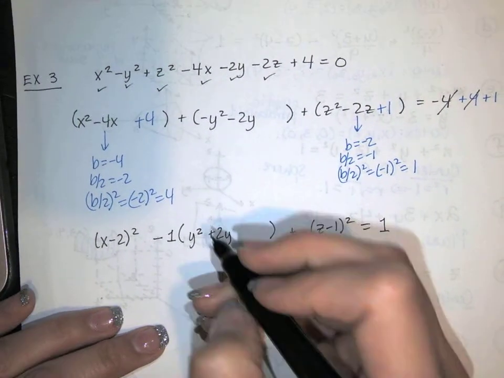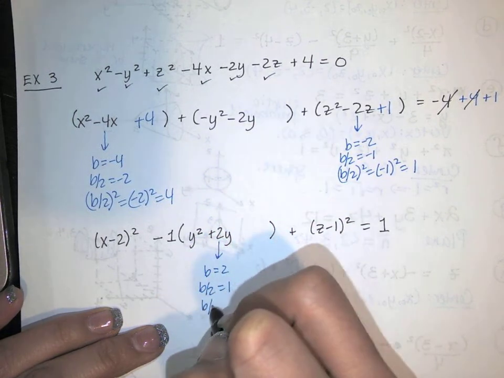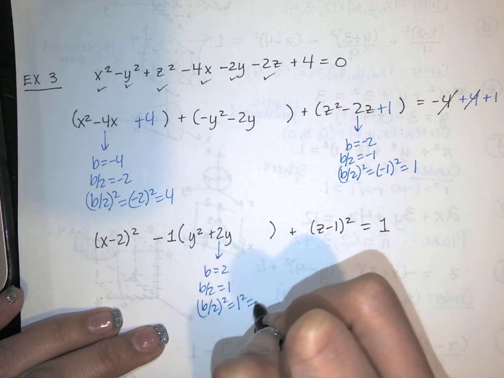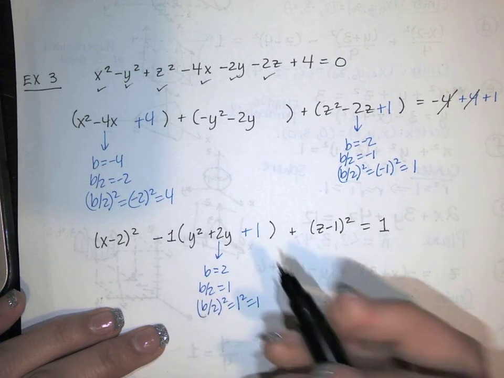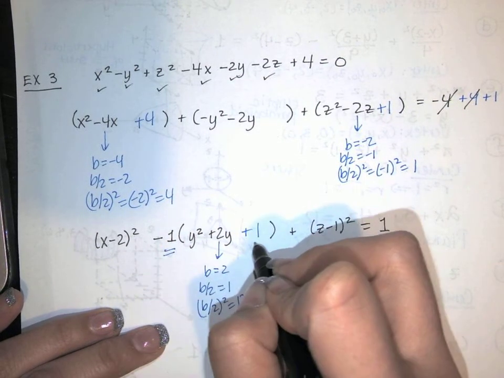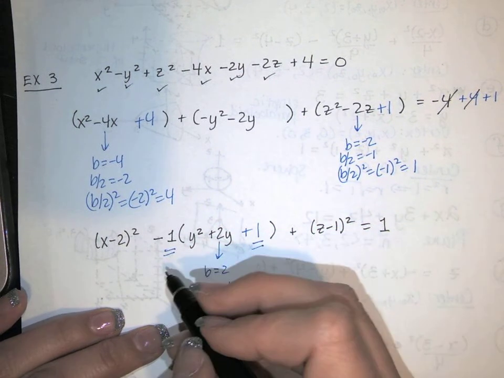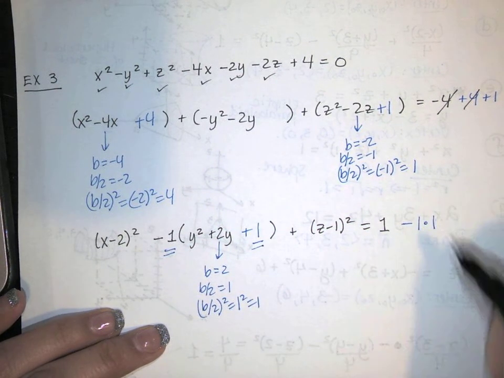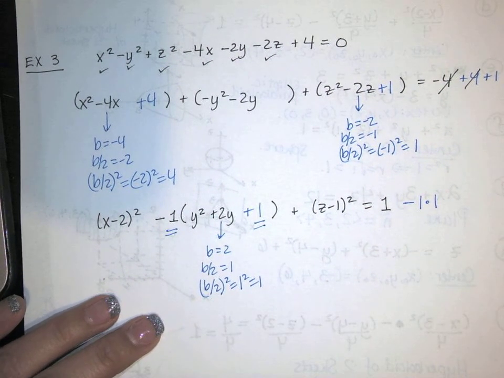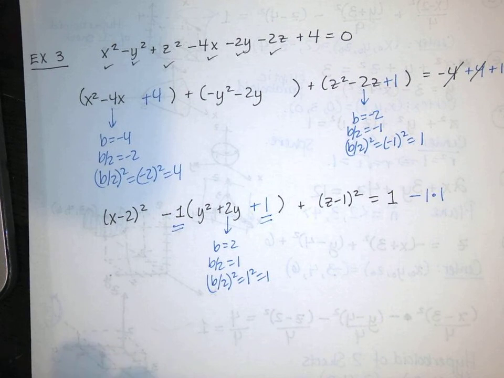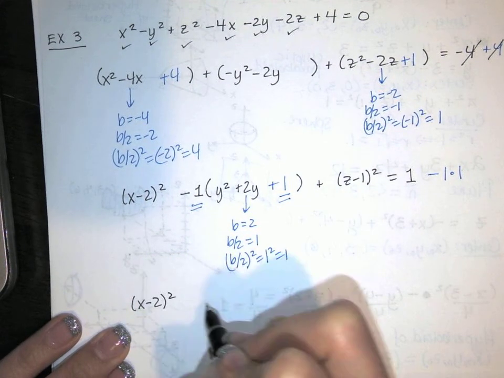Now here, our b is 2. Take half of b, that's 1, and square it. 1 squared is 1, so we add 1 on this side. Now we have not added 1 to the left-hand side. We have added negative 1 times 1. Negative 1 times 1 is a negative 1. So add a negative 1 times 1 over here, or negative 1 over here. And then you've kept everything nice and equal. Both sides of our equation, the left and the right, are staying equal to each other.